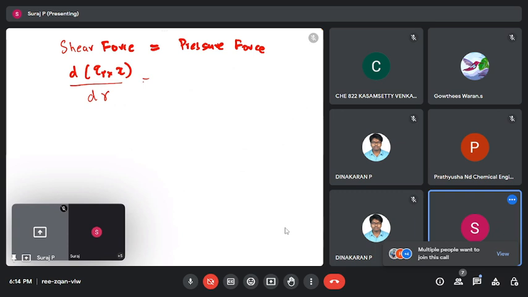So after integrating and putting the boundary condition, we'll be getting the final equation which is relating the wall shear stress with the pressure drop in a circular pipe. So this equation we need to remember. So I have one question.